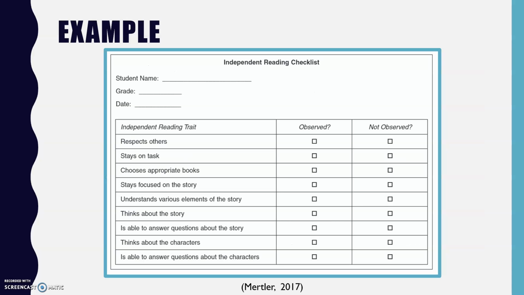My second checklist is from Action Research, Improving Schools and Empowering Educators by Mertler. This checklist can be used during independent reading time to measure focus and understanding of the text. So you can see in this one, you simply write the student name at the top, and then you're checking whether you observed or didn't observe any of those things while the student is reading independently.